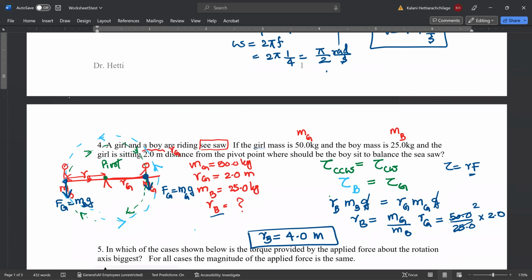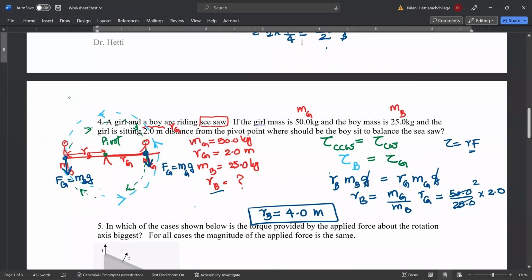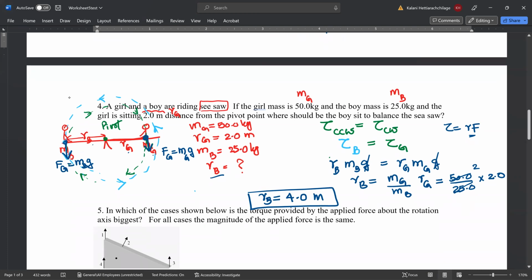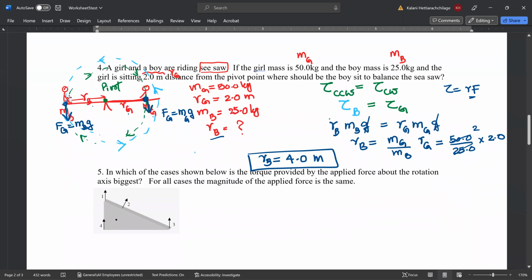Okay, so that's it. You don't need all this information as I try to explain everything, but what is happening is the girl is rotating counterclockwise and the boy clockwise, and then RG times MG should be equal to RB times MB. Then you can find the distance. You can see that 2 times 50 equals 25 times 4, right? That's why you get 4 as the answer.